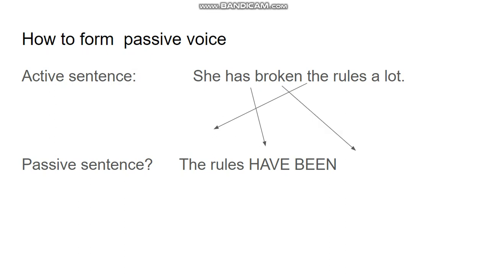Then we need the meaning of our active sentence, which is in broken. And you take the past participle of broken, which already is a past participle, so that's easy. Voltooid deelwoord, broken. Have been broken. Then we try to find our subject of the active sentence, that's she, and that becomes by her. And obviously a lot is missing right now, but it would have been, the rules have been broken a lot by her. That's what you should have come up with.